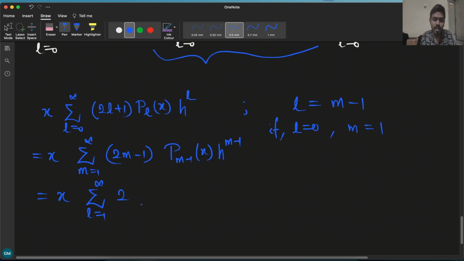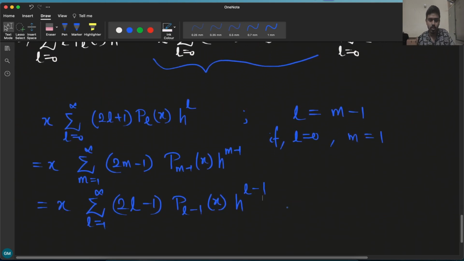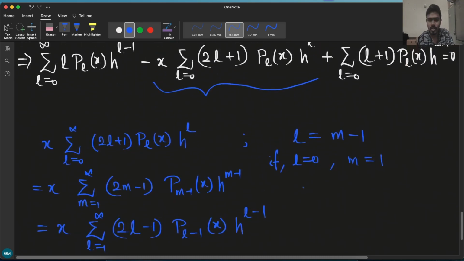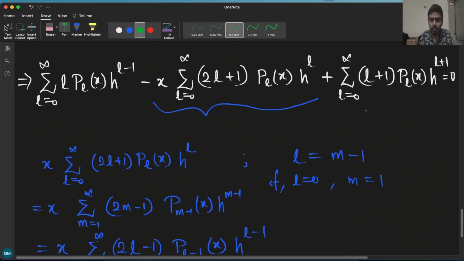I encourage you to do this index shifting by yourself, because we already did a lot of index shifting in this course, so I think you should be able to do it yourself. So for this term it is done, and let me now take care of this term.